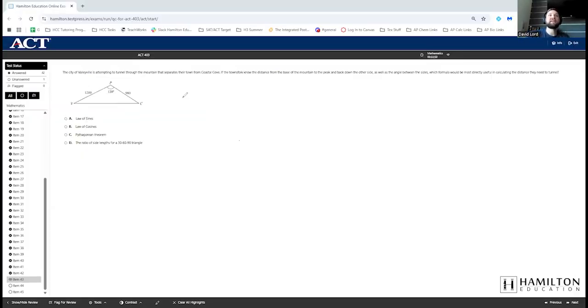3 more to go. Question 43. The city of Iva is attempting to tunnel through the mountain. So we got one tunnel here, and that way we don't have to drive all the way up.